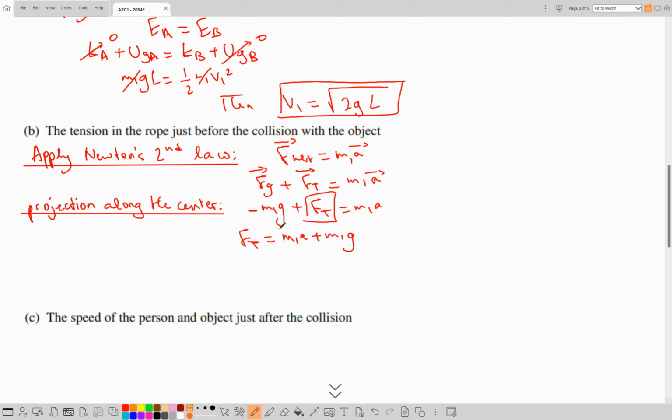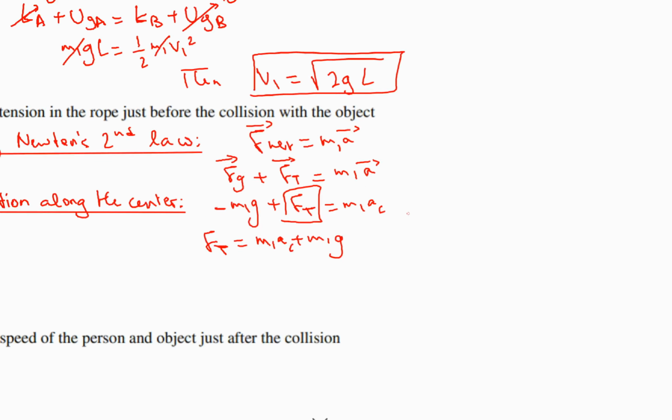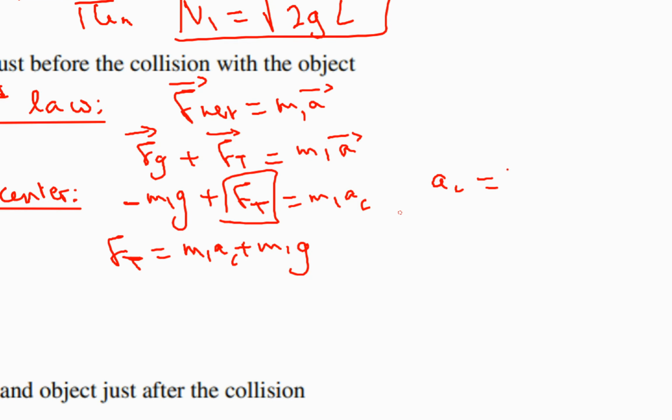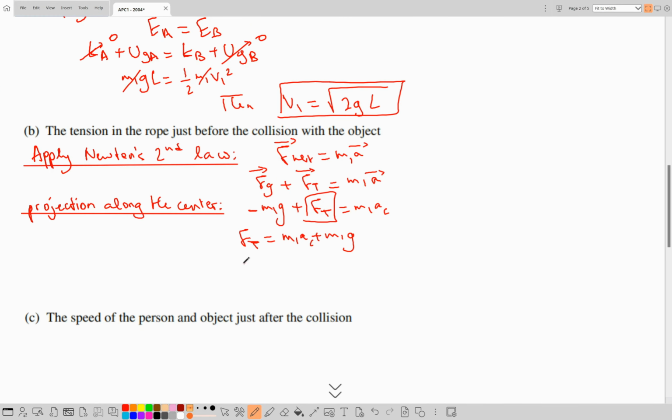Why is it the centripetal acceleration? Because we have projected along the center, then that should carry the subscript c, and we know that the centripetal acceleration is given by v square over r. What does v represent here? It's v at this specific instant, which is given by v1 that we have determined in part A, and r would be the radius of the circle governed by the person, which is the length L of the string.